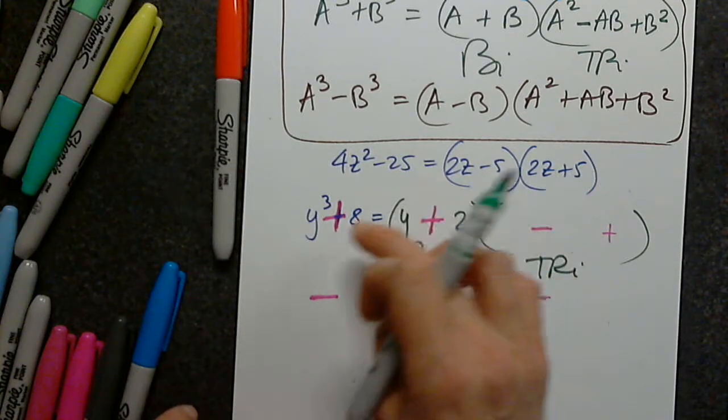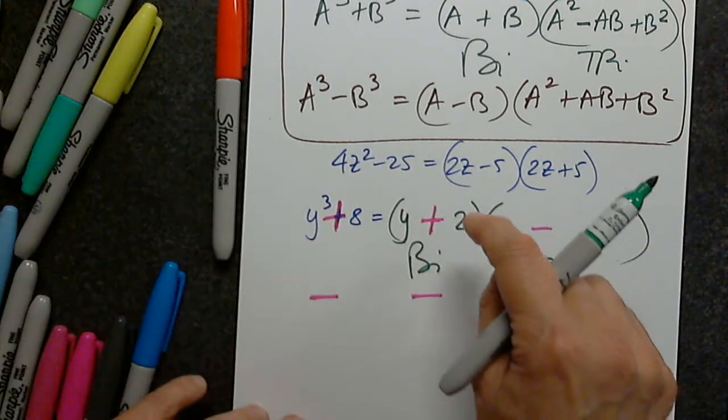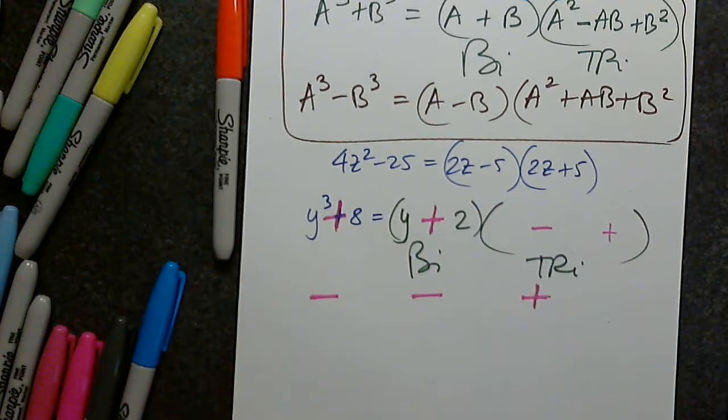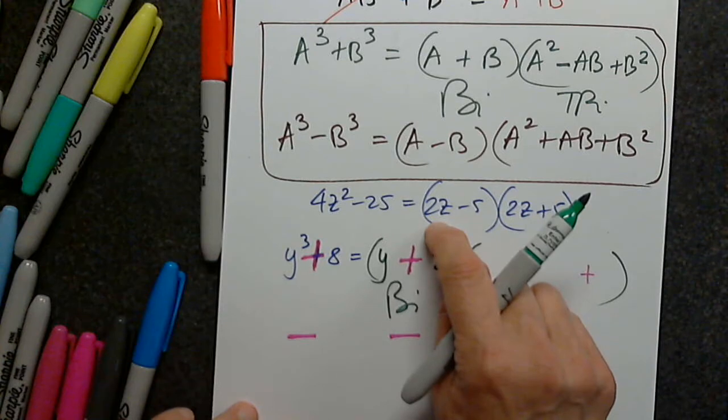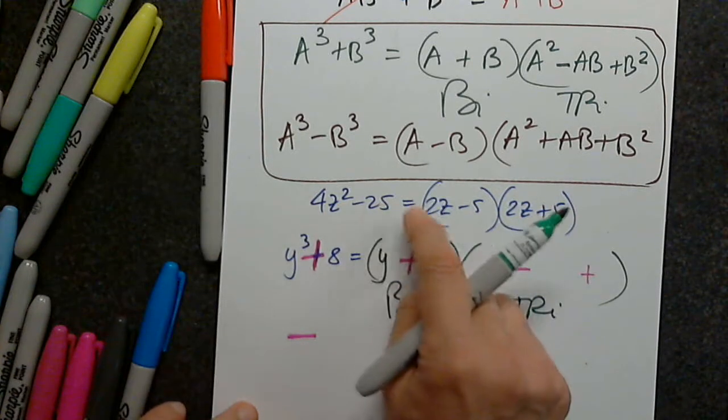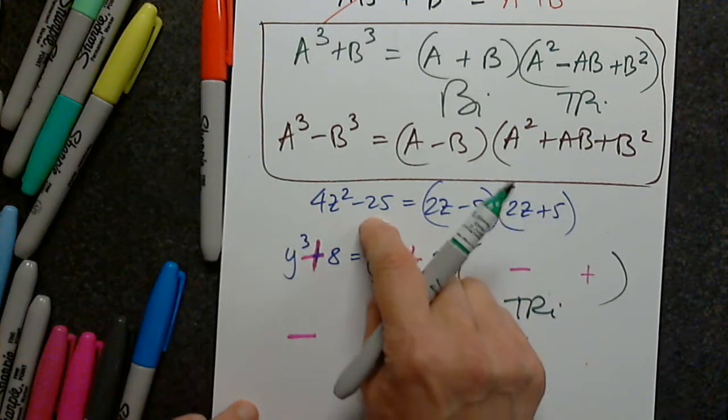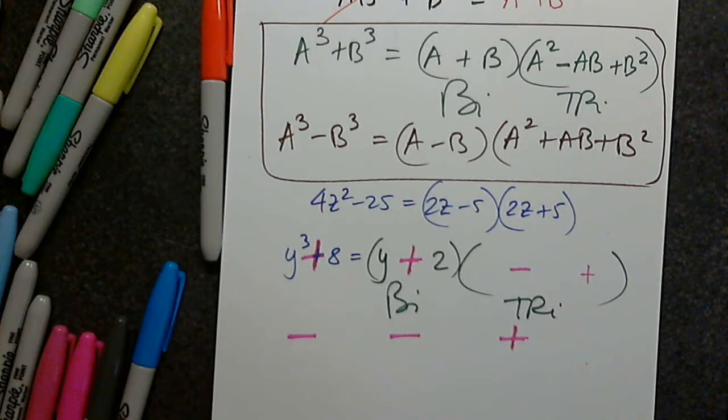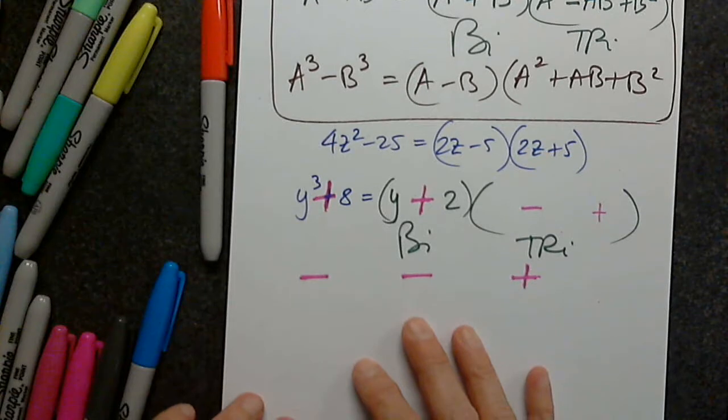Which quantity do I cube to get y cubed? Y. Which quantity do I cube to get 8? 2. It's the same here. Which quantity do I square to get 4z squared? 2z. Which quantity? I don't. That y to the third is throwing me off. Y to the third and you.